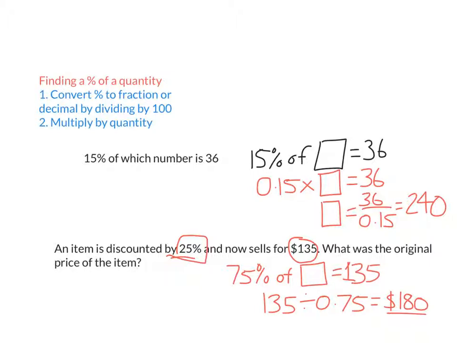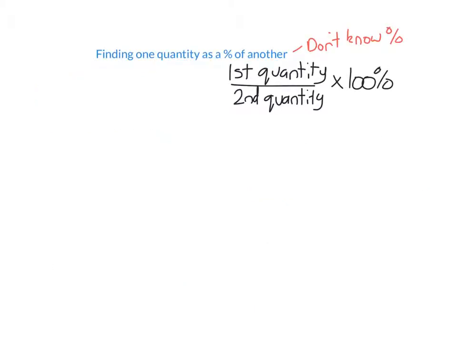All right, let's now look at the other type of percentage questions. Once again, please pause and copy down if you need. All of the percentage questions I've done in this video to this point are all finding a percent of a quantity. Remember, we already knew the percent. It was like, 40% of something equals 10, or find 60% of 20. Here, we don't know the percent. We know the two quantities, and we want to convert it to a percent, and we use this formula here.